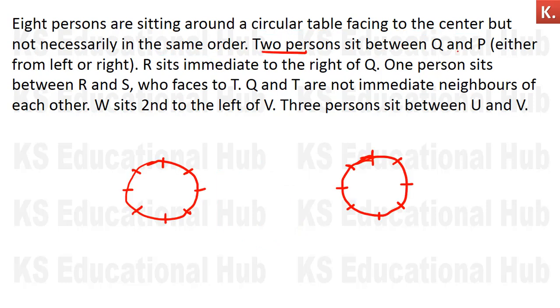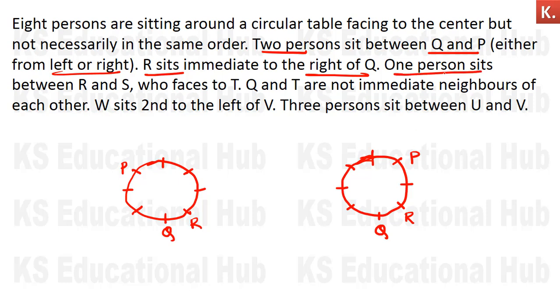Two persons sit between Q and P, either from the left or right. It is not clearly mentioned which, so if I place Q here, 1, 2, P can be here. In the same manner, if I place Q here, 1, 2, P can be at this place. The next one is R sits immediate right of Q. Q's immediate right is this, so R has to be at this particular place.